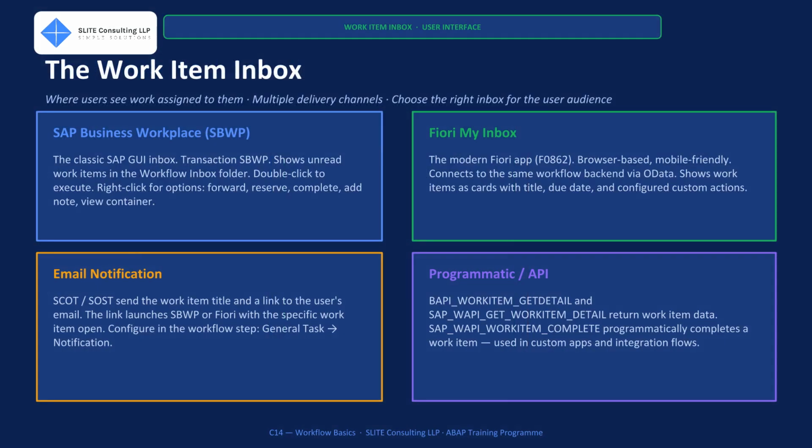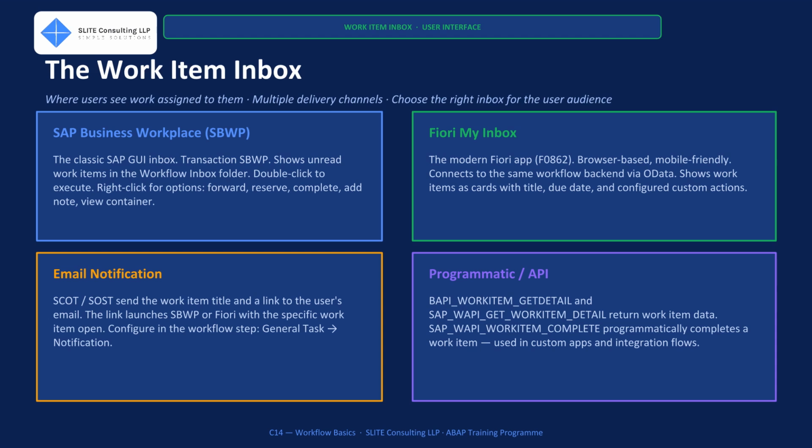The work item inbox is where users see work assigned to them. Pick the channel that matches your user audience. The classic channel is SAP Business Workplace, transaction SBWP in SAP GUI. Work items appear in the workflow inbox folder. Double-clicking executes the task. Right-clicking exposes forward, reserve, complete, add note, and view container options.